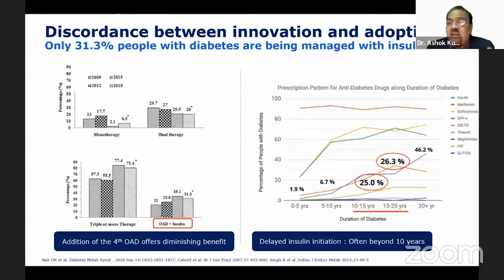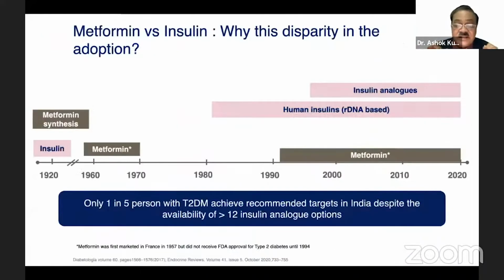But today, our own work in the landmark study and various other works have clearly shown that with the addition of the fourth OAD, you can find it degrows, the HbA1c really goes up. And if you look at insulin initiation in contradistinction to various other anti-diabetic drugs, you will find that insulin initiation is often delayed beyond 10 years. So initiation is delayed at least for 10 years.